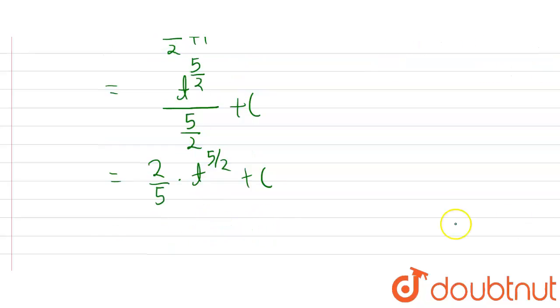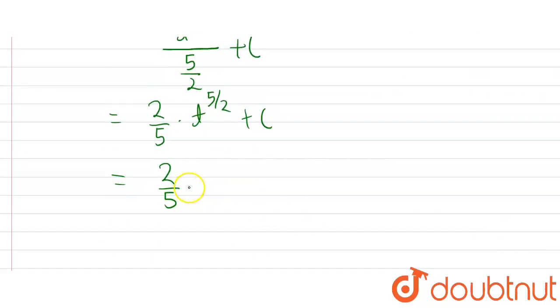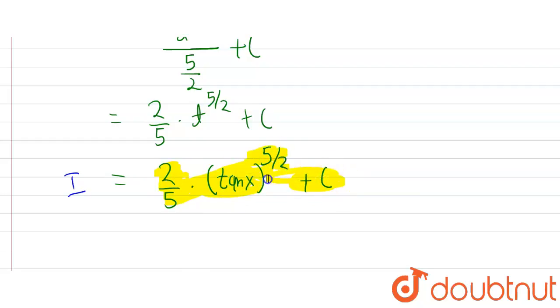Now let's put the value of t, which is tan x. Therefore 2 upon 5 into tan x whole to the power 5 by 2 plus c. Therefore the answer of the first part is 2 upon 5 into tan x whole to the power 5 by 2 plus c.